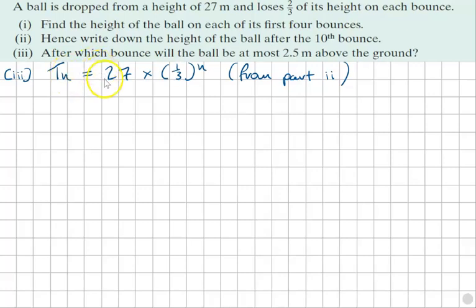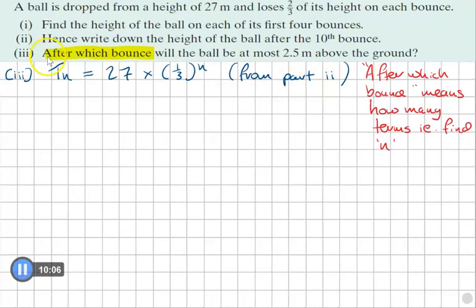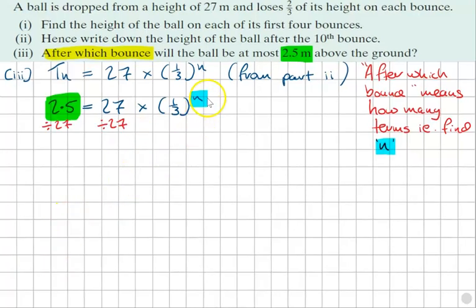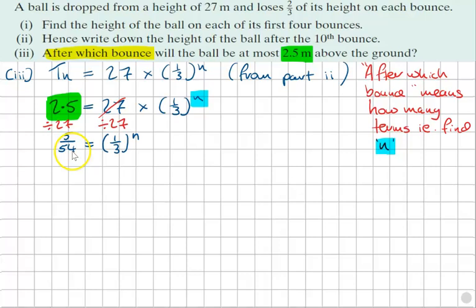Part 3, after which bounce will the ball be at most 2.5 meters above the ground? So Tn is equal to 27 times a third to the power of n. So we have that from part 2. And after which bounce really means how many terms. So i.e. we have to find n. We have to solve for n. So we're going to replace Tn with 2.5, representing 2.5 meters above the ground. So that's equal to 27 times a third to the power of n. So we're trying to get n on its own. So we're going to divide both sides by 27 to get rid of the 27 on the right-hand side. So that gives us 5 over 54 equal to a third to the power of n.